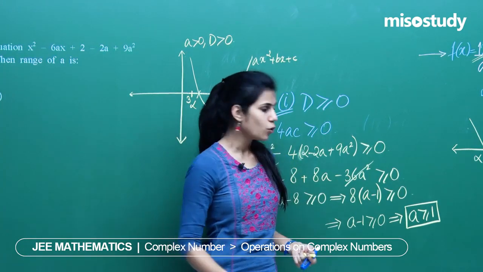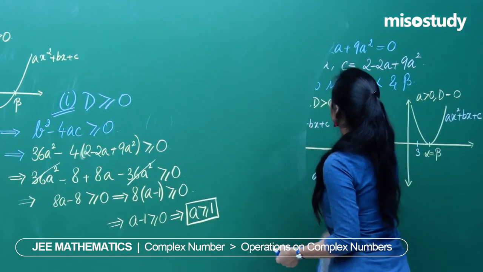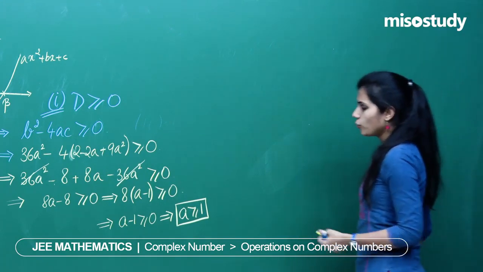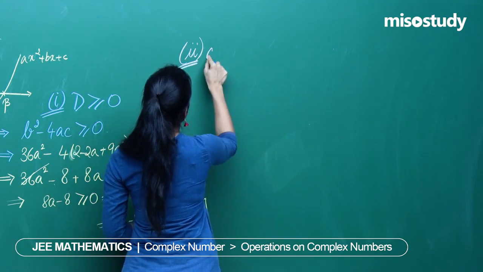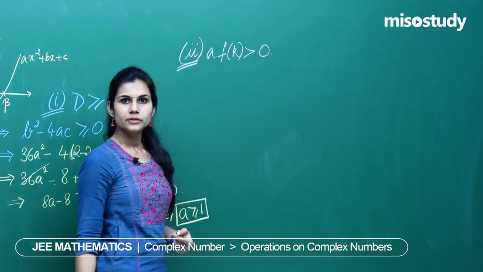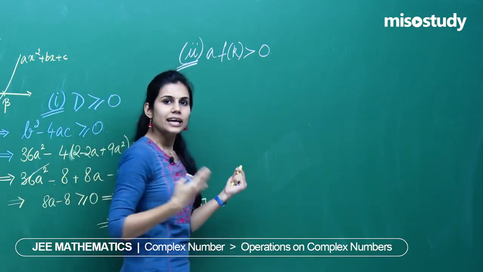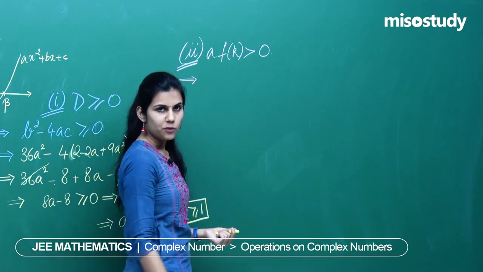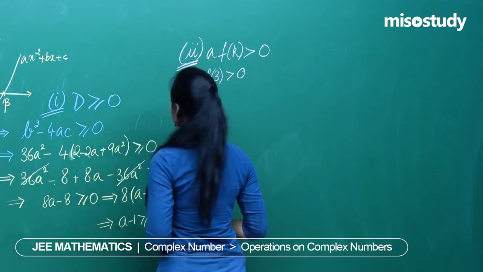And there is something more which should be holding. What is that something more? That will be given by the second condition, which is a into f of k has to be greater than 0. So if both the roots are greater than 3, definitely a into f of k will be greater than 0. What is a? a was 1. So f of k, where k is 3, has to be greater than 0.